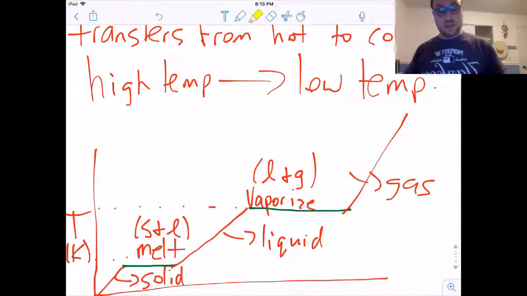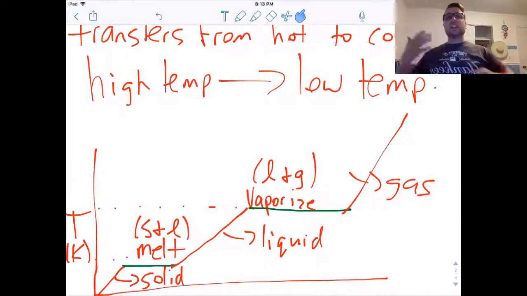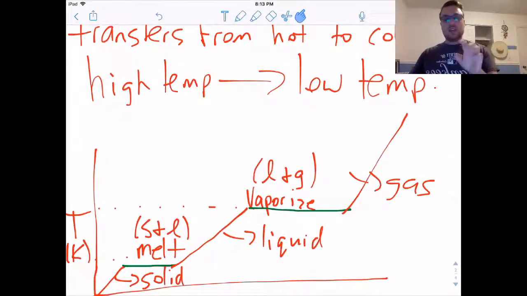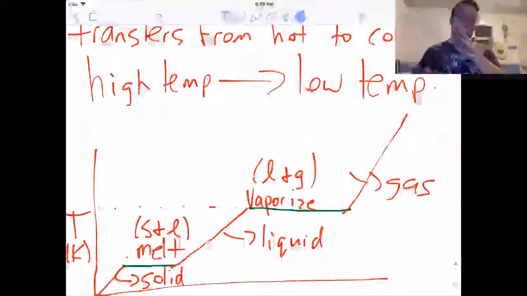Make sure you read the context of the problem to see what phase they're starting you at. Don't just assume you start as a solid in a heating curve. Don't just assume you start as a gas in a cooling curve. Sometimes they'll purposely say, hey, this is a liquid at 200 degrees. And it'll just show you the liquid to freeze to solid portion of a cooling curve. So just make sure you're reading the context of the problem, and you should be okay.